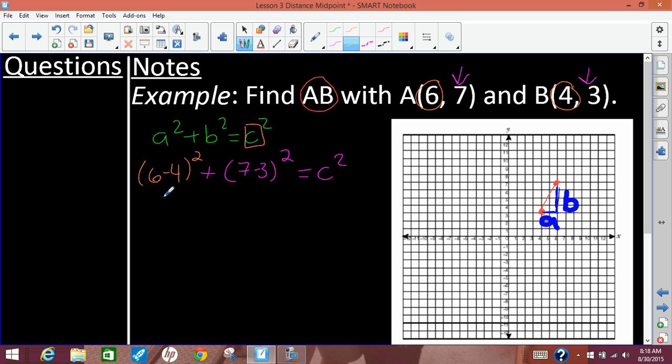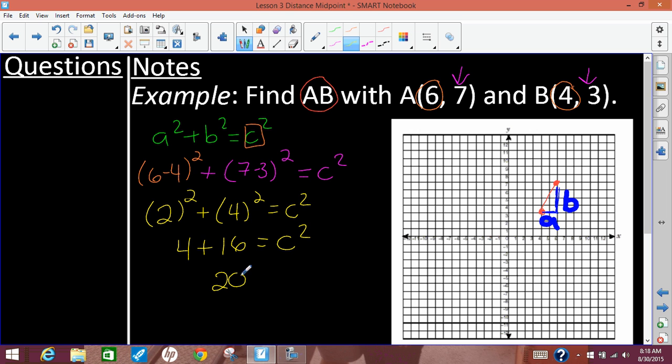And now I can just solve this thing for C. So 6 minus 4 gives us 2, still squared. 7 minus 3 gives us 4. 2 squared is 4. 4 squared is 16. And now the last thing, remember, to get the squared away from the C, we'll take the square root of both sides. The square root and the squared on the C cancel, and we get that C is the square root of 20.